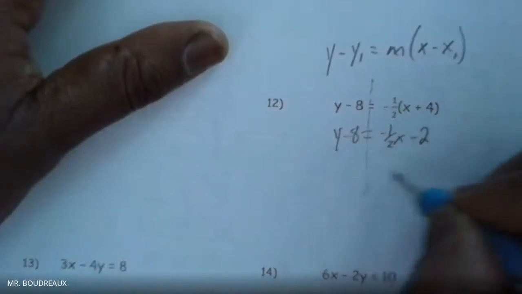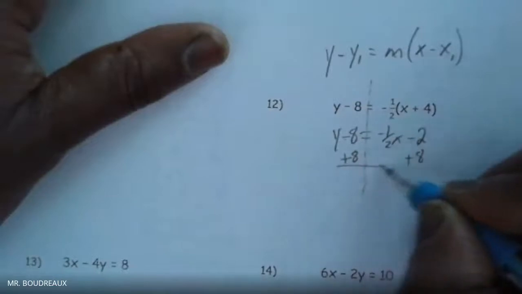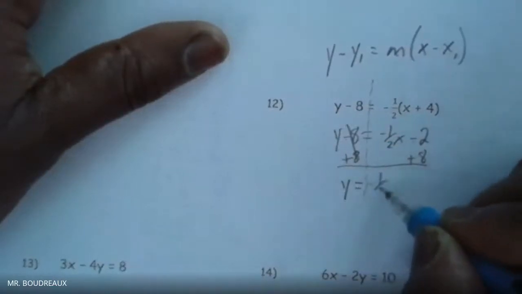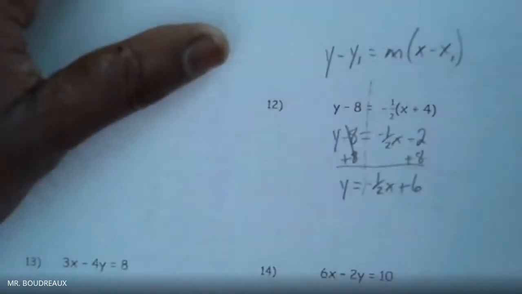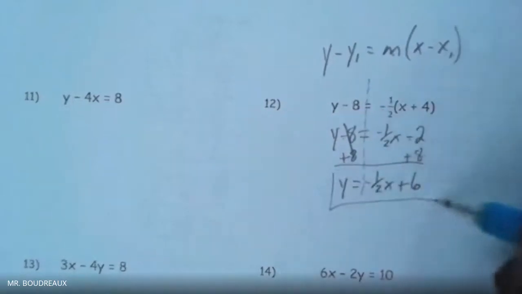Now I can say, let's simplify some further. I see negative 8, so I'm going to add 8, and then I get y is equal to negative 1/2 x. Negative 2 plus 6, I'm sorry, plus 8 is a positive 6. I do that quite often. I'm moving too fast. But there you go. You see it in y equals mx plus b form. All right, let's try another one.